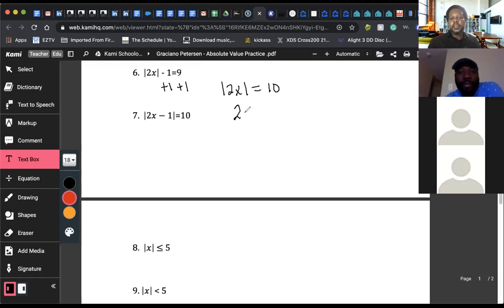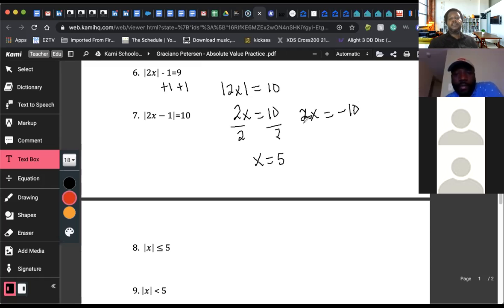Okay, good. So you have 2x is equal to 10, and 2x is equal to -10. Right? And so to solve, you just divide both of these by 2. So one solution is x is equal to 5, and the other solution is x is equal to -5. So x is equal to 5 and x is equal to -5 are your two solutions for number 6.